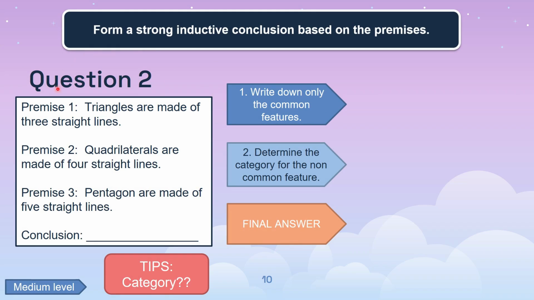Question 2. Premise 1, triangles are made of 3 straight lines. Premise 2, quadrilaterals are made of 4 straight lines. Premise 3, pentagons are made of 5 straight lines. And then we must come out with a strong inductive conclusion. For the tips, we must determine the category for the non-common feature. First, we must write down only the common feature. What is the common feature from these 3 premises?